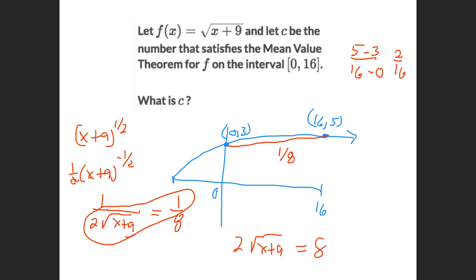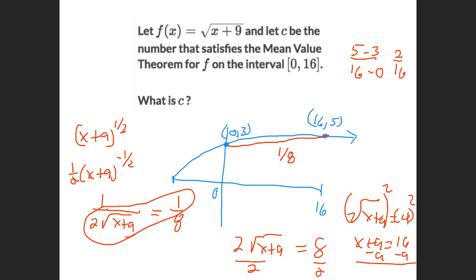I know when I'm solving a radical, I have to isolate it. So I'm going to divide through by 2. So I end up with the square root of x plus 9 is equal to 4. Now, to get rid of the radical, I'm going to square both sides. So I end up with x plus 9 is equal to 16. I'm going to subtract 9 from both sides and end up with x equals 7.